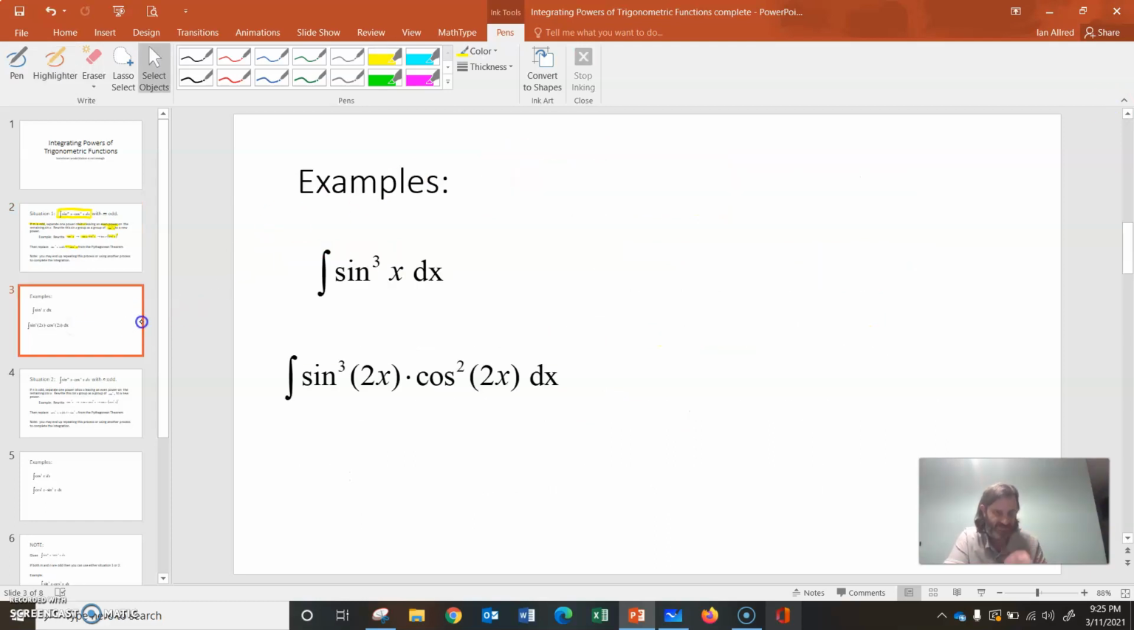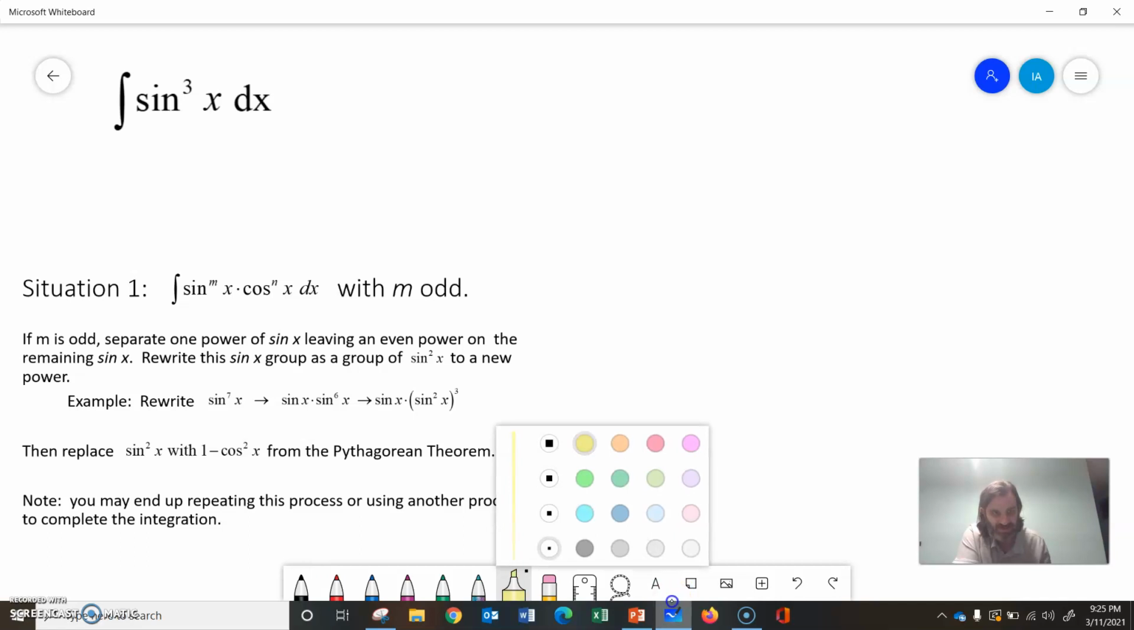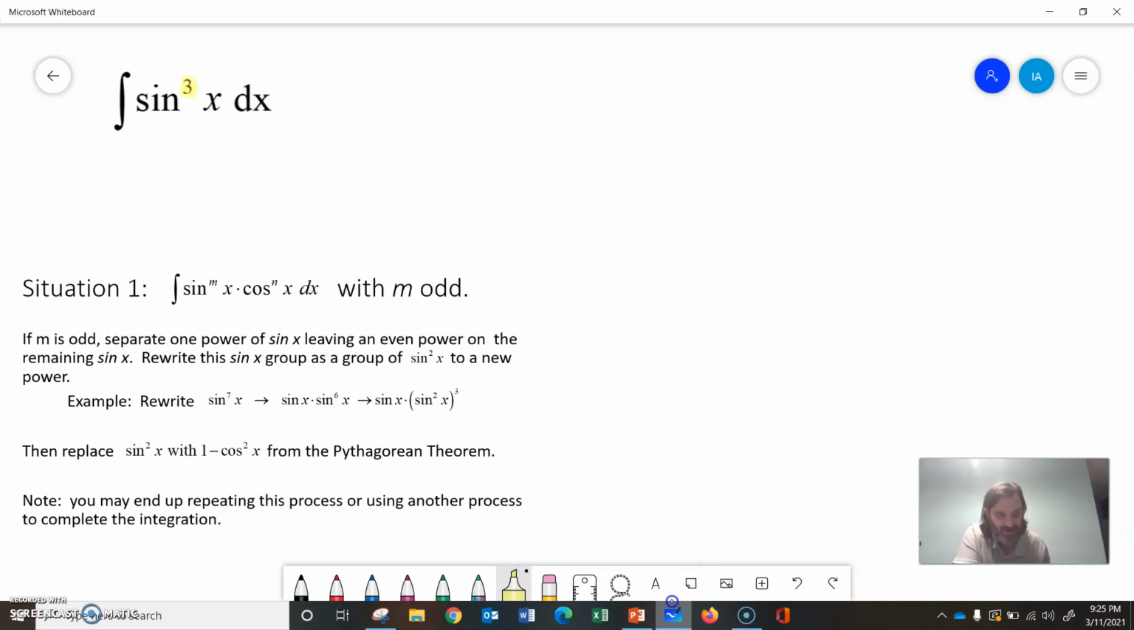I've got 2 problems here. I don't know if they'll both make it into this video, but we're going to try and integrate sine cubed of x. So in this scenario, sine cubed, the m there is odd. Now there are no cosines, so cosine is raised to the 0. It still fits the template of sine raised to a power, cosine raised to a power. It's just that the cosine is raised to 0. That's why it's not written. So we've got sine cubed, an odd power.